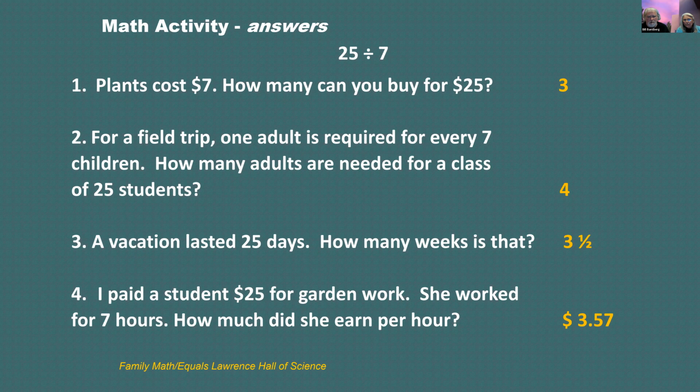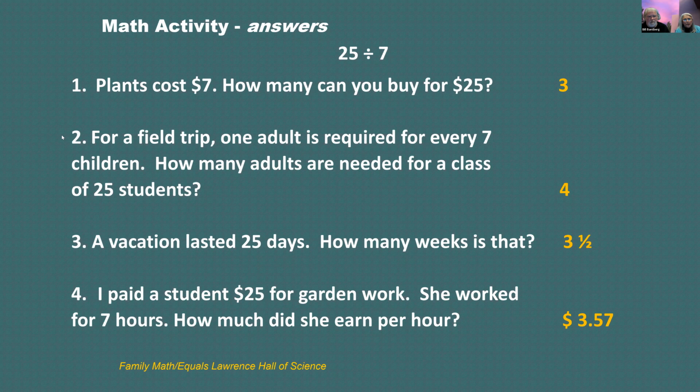Students see the expression 25 divided by 7, but then to solve the equation, students are asked to apply prior knowledge and experience with mathematics. So for number 1, plants cost $7. How many can you buy for $25? 3. Number 2, for a field trip, 1 adult is required for every 7 children. How many adults are needed for a class of 25 students?